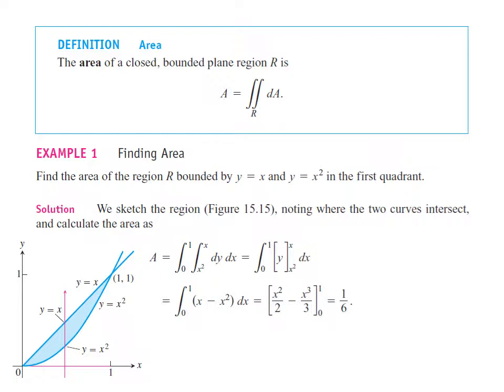So let us integrate with respect to x: integration x square by 2 minus x cube by 3. Let us apply the upper limit. So then let us apply the lower limit, then we will get 1 by 6. 1 by 6 is the area under the curves y is equal to x and y is equal to x square.